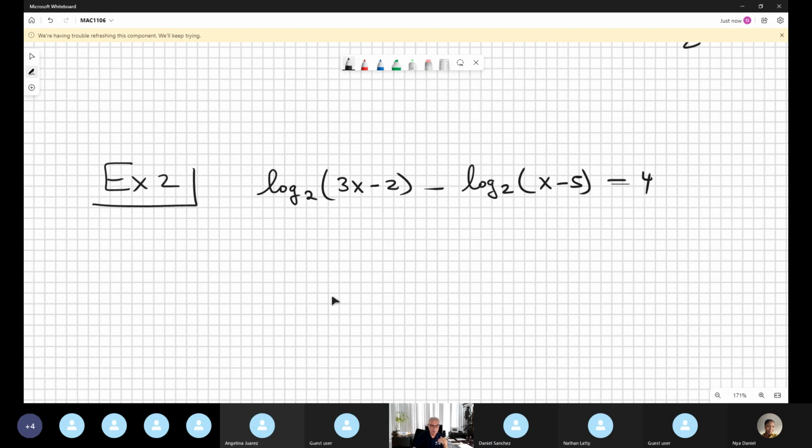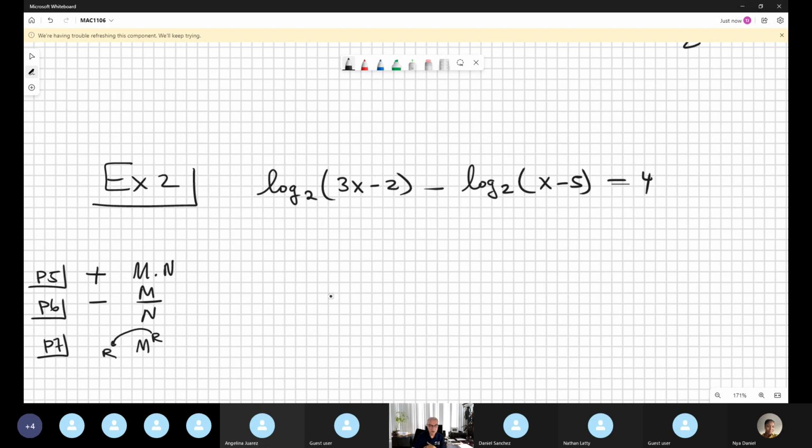Property number 5 is when it's plus. And when it's plus, it's multiplication: M times N. When it's minus, it's division: M divided by N. That's property 5, and that's property 6. And property 7 is easy. It's when you have M to the R, the exponent goes to the front. But in this case, no, we have no exponent.